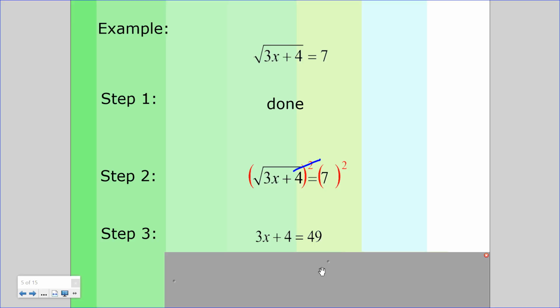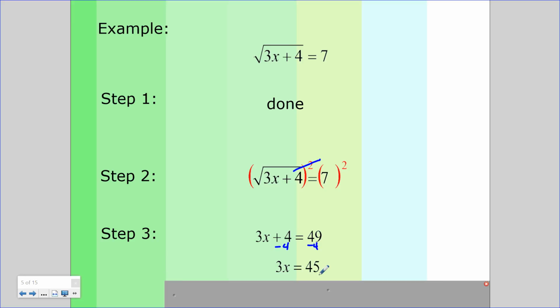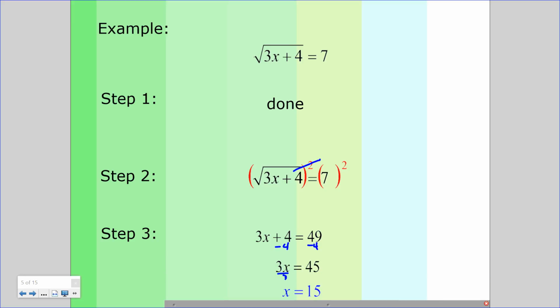and 7 squared is 49. In step 3, we actually have a little more work to do to isolate and solve for x, so you'll subtract 4 from both sides, and then divide both sides by 3 to get x to be 15.